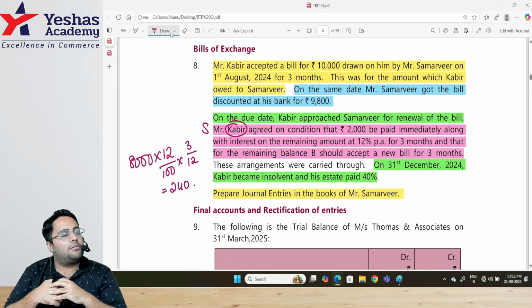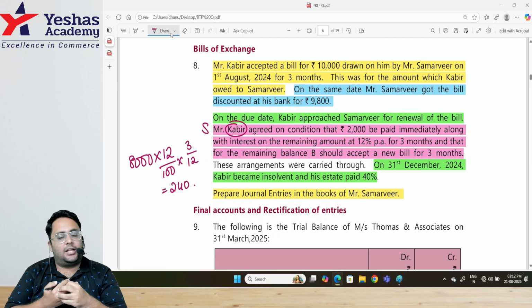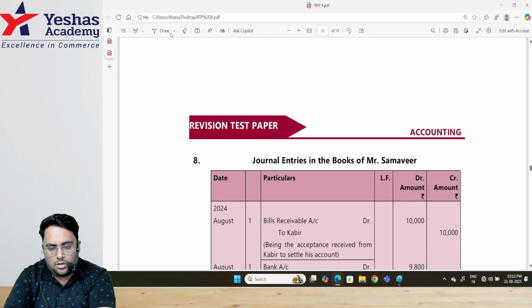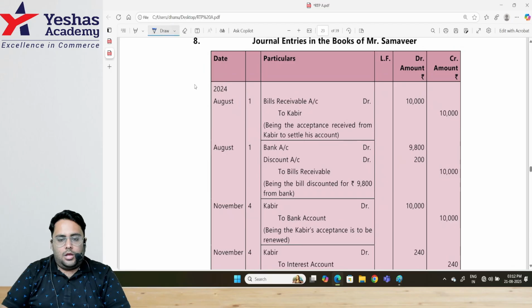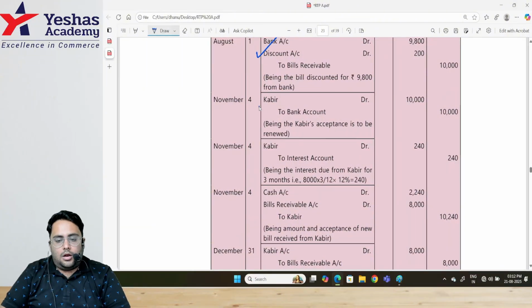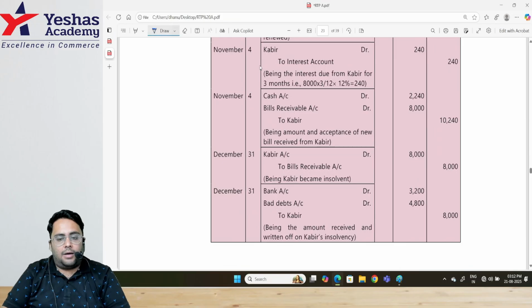What will be the cash received? 8,000 into 40%, 3,200. How much is your bad debt? 4,800. Got it right? Let us quickly see the entries in your material. We'll start by recording BR to Kabir, discounting of the bill, bank discount to BR, dishonor Kabir to bank, interest Kabir to interest, cash BR to Kabir.